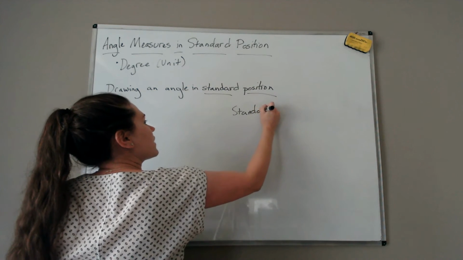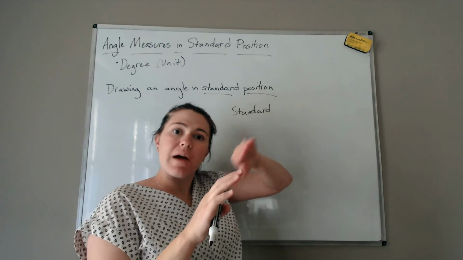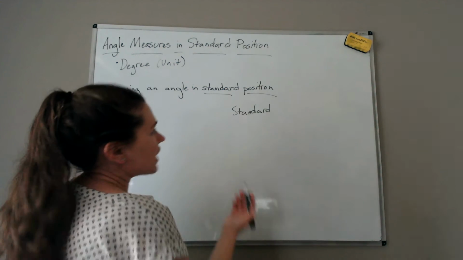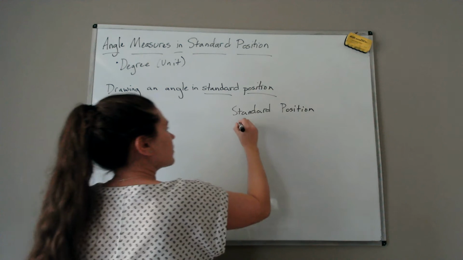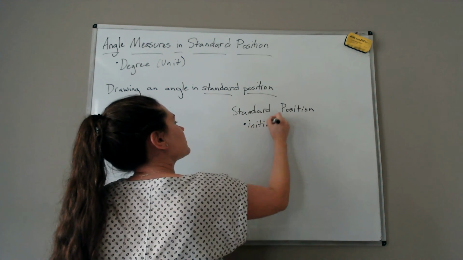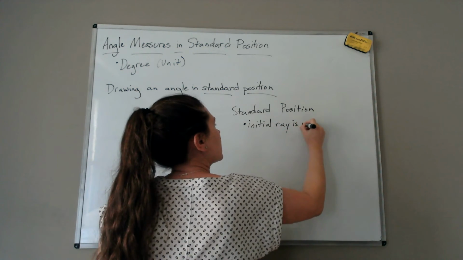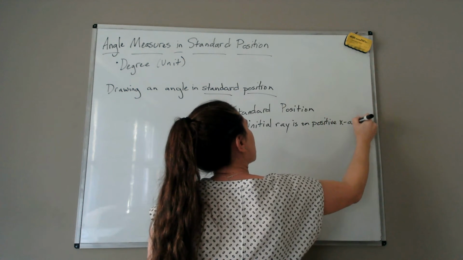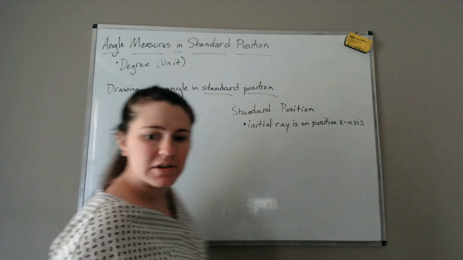We know an angle is made up of two rays, and the angle of rotation is the amount of rotation, or the amount of degrees, that goes between the two rays. That's how much the angle opens up. When you draw an angle in standard position, first you need to make sure that the initial side, or the initial ray, of the angle is on the positive x-axis. That's what it means to be drawing an angle in standard position.